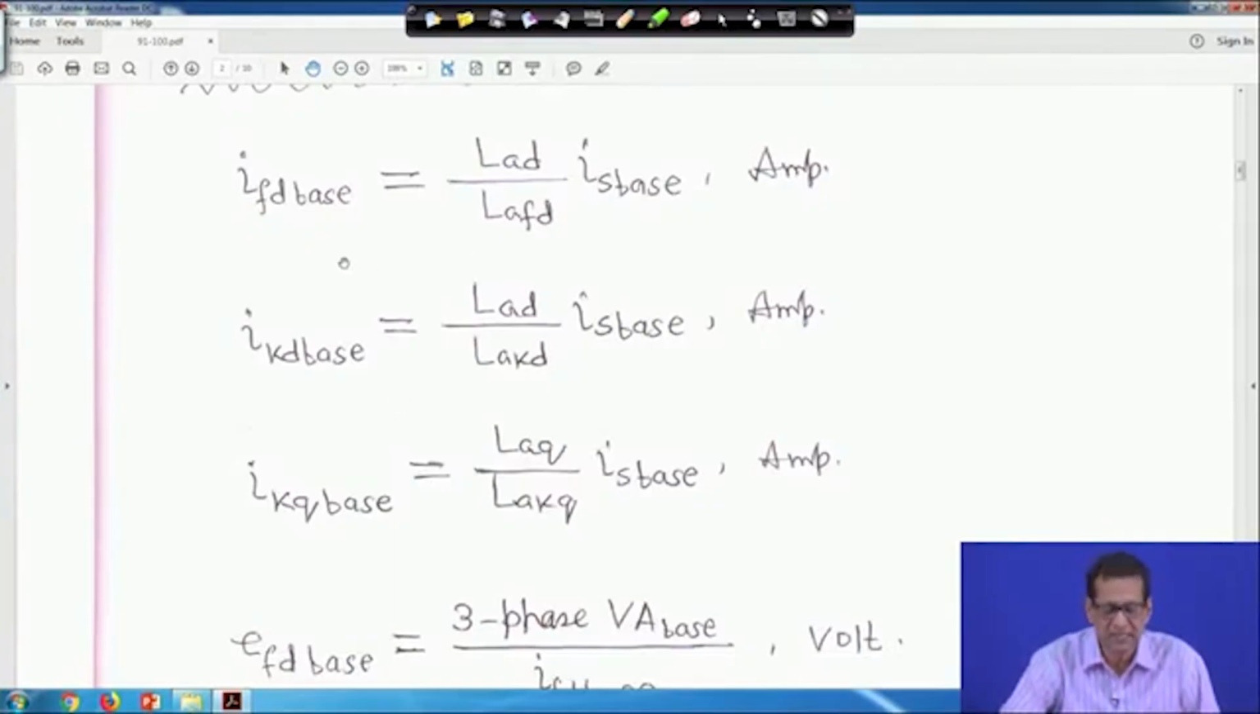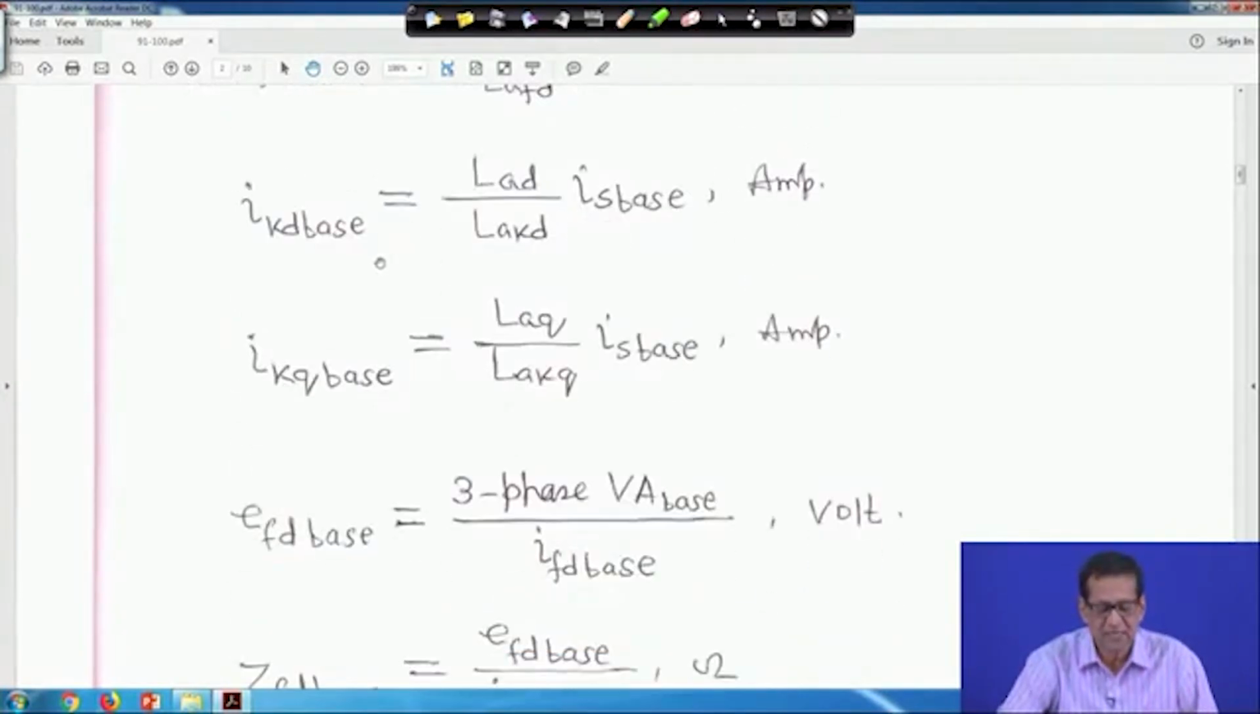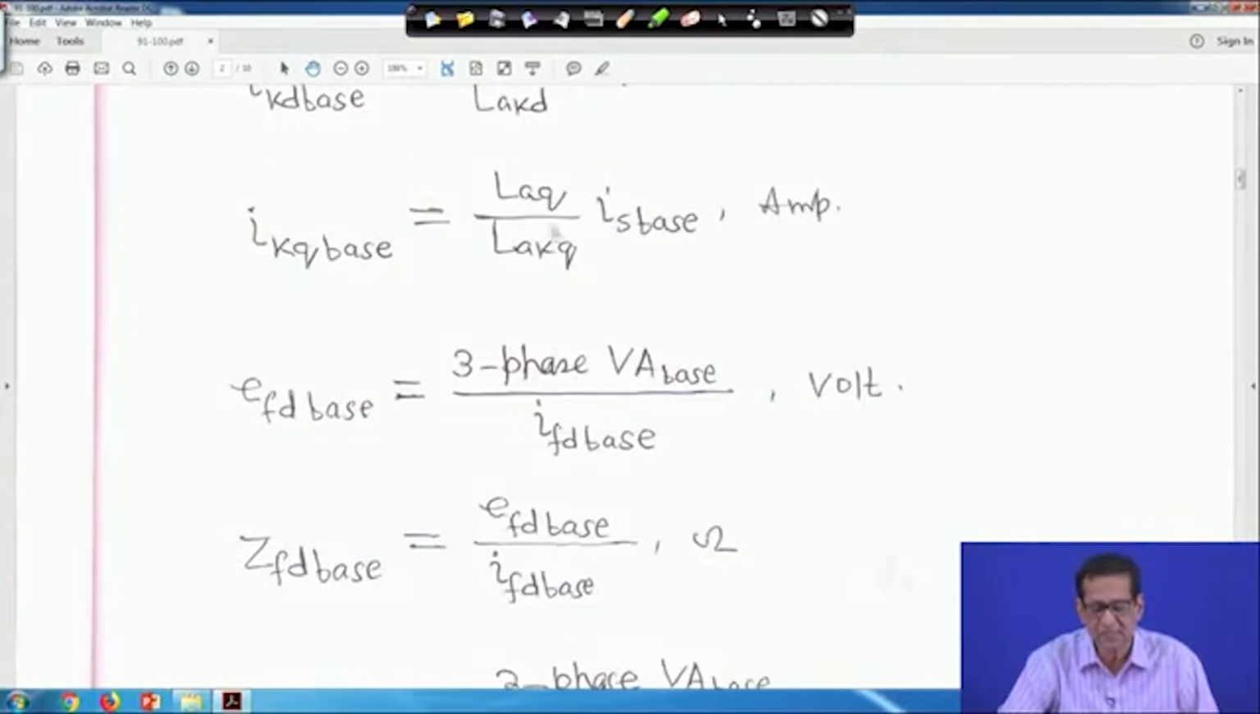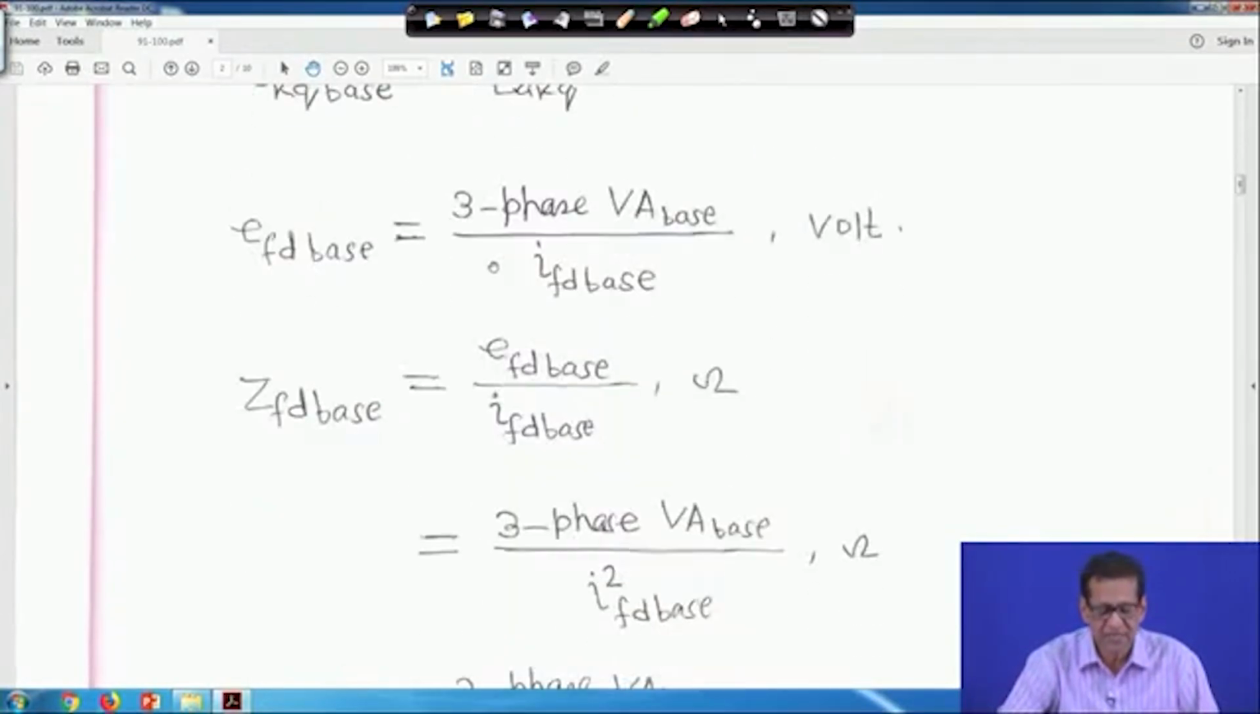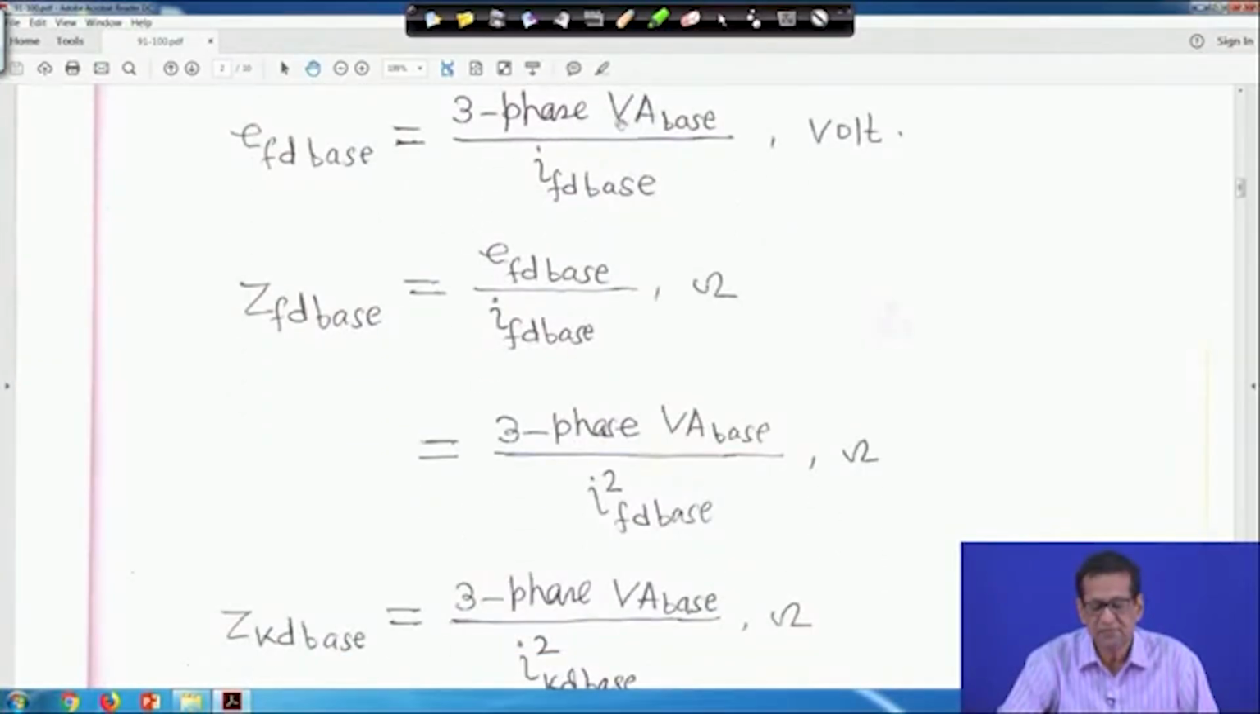These are all summaries. Your IFD base is equal to LAD upon LAD into Is base, in ampere. IKD base is equal to LAD upon LAKD Is base, in ampere. IKQ base is equal to LAQ upon LAKQ Is base, in ampere. And EFD base is equal to 3-phase volt ampere base upon IFD base, in volt. Then ZFD base is EFD base upon IFD base, in ohm, which is equal to 3-phase volt ampere base divided by I square FD base.